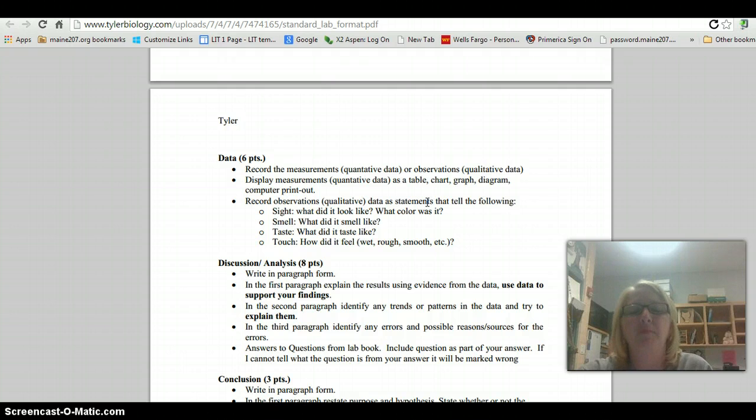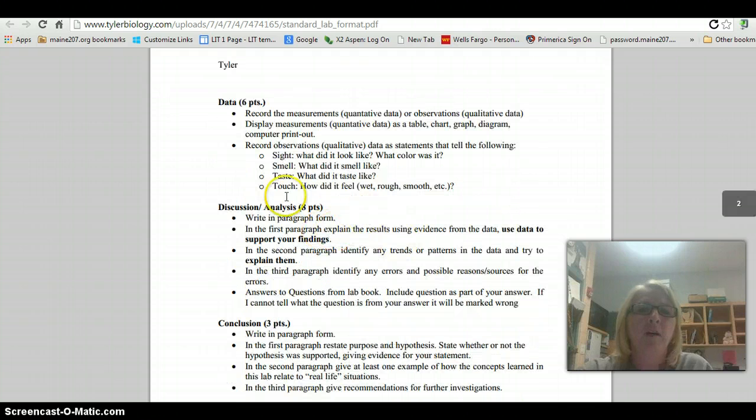So I would like to have pictures of those 3 things under your data. So that's what you should have for data. That's 6 points. And I think for this lab, I'm going to make that a little bit more because you have 3 extra parts in your data for that.